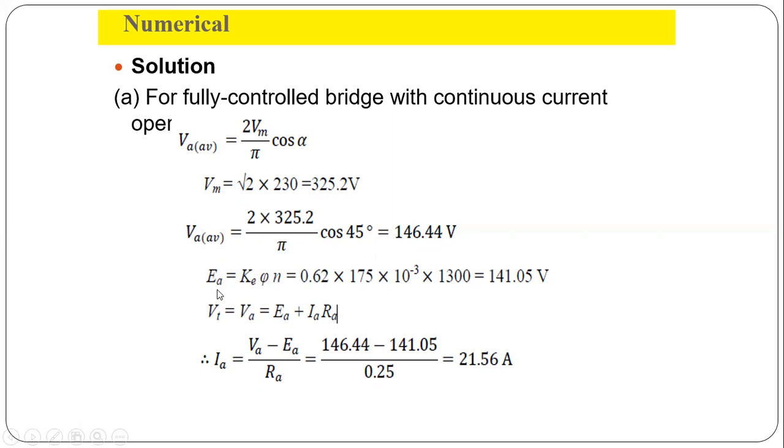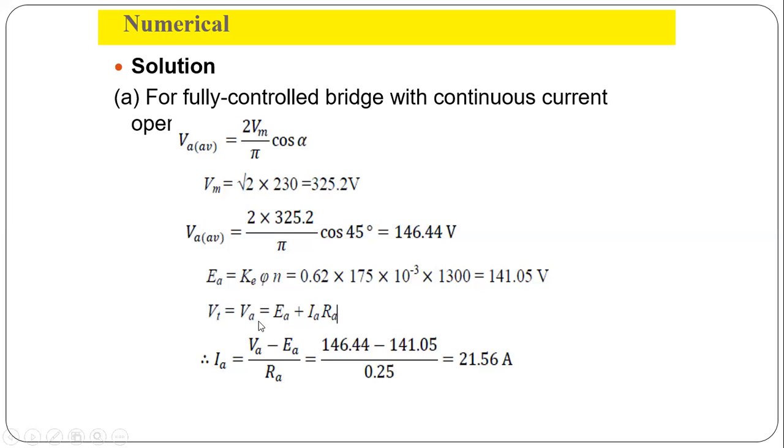Now we will find out the armature EMF equation, that is EA is equal to Ke phi N. Put the values according to the parameters we have been given. Ke is 0.62 into 175 into 10 to the power minus 3 into 1300, and N is the speed in RPM. Then we will solve and find out 141.5 volt.